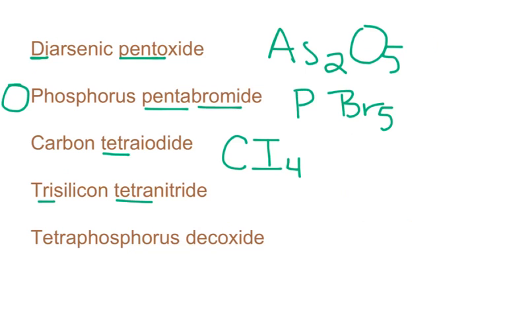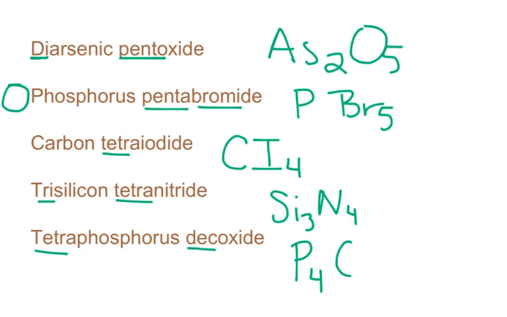Trisilicon tetranitride. Well, silicon is Si. There are 3 of them. Nitride comes from nitrogen, so it's N with a subscript of 4 because of tetra. And the last one, tetraphosphorus decoxide. P4 for tetraphosphorus, O10 for decoxide. And that's the gist of covalent naming.